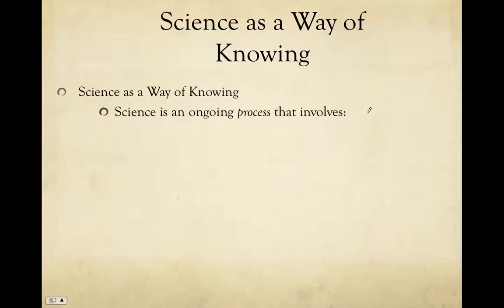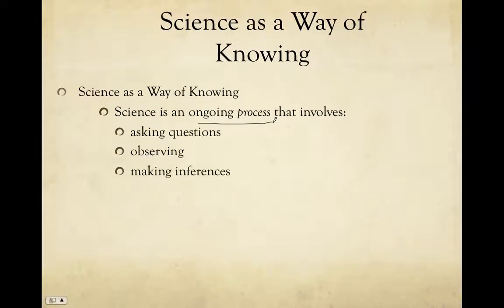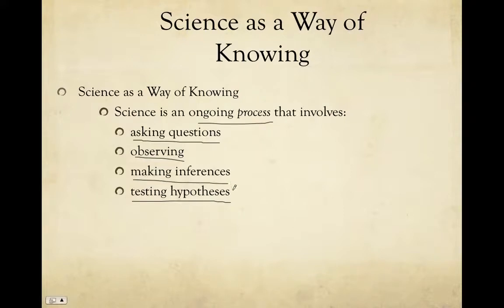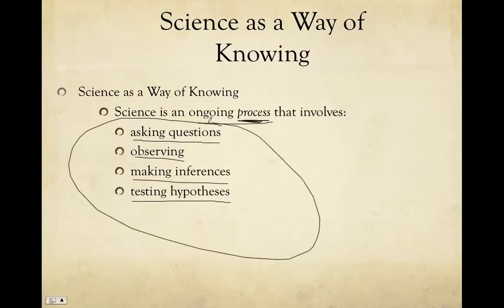Science is a way of knowing, and so science is an ongoing process, and it involves these different steps that we've sort of briefly talked about, and we'll talk more about: making an observation, asking a question based off of that observation, designing an experiment to test a hypothesis, forming a hypothesis, and then making an inference off the data that you've collected. We'll get into the details of the process and the exact steps, but here's some basic understanding of the steps that are involved in science.